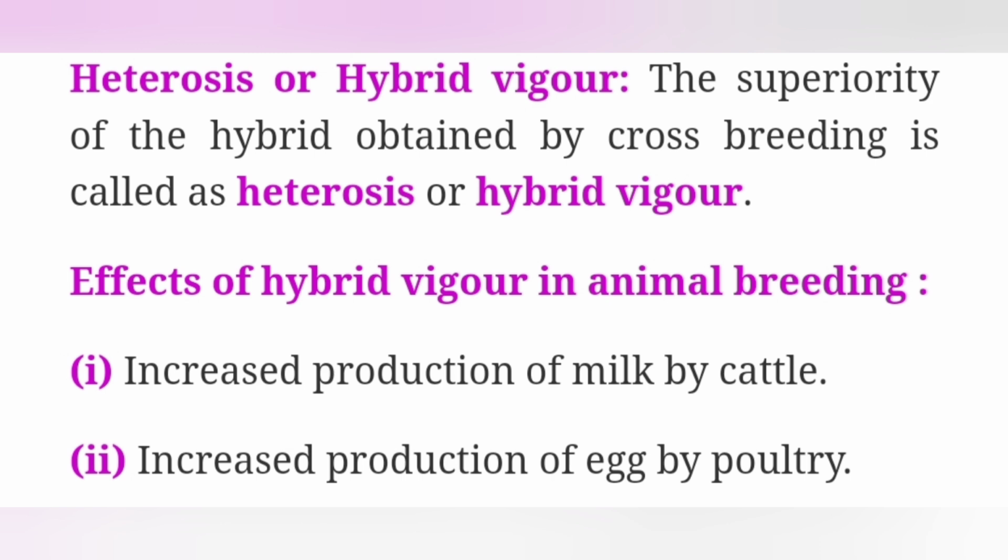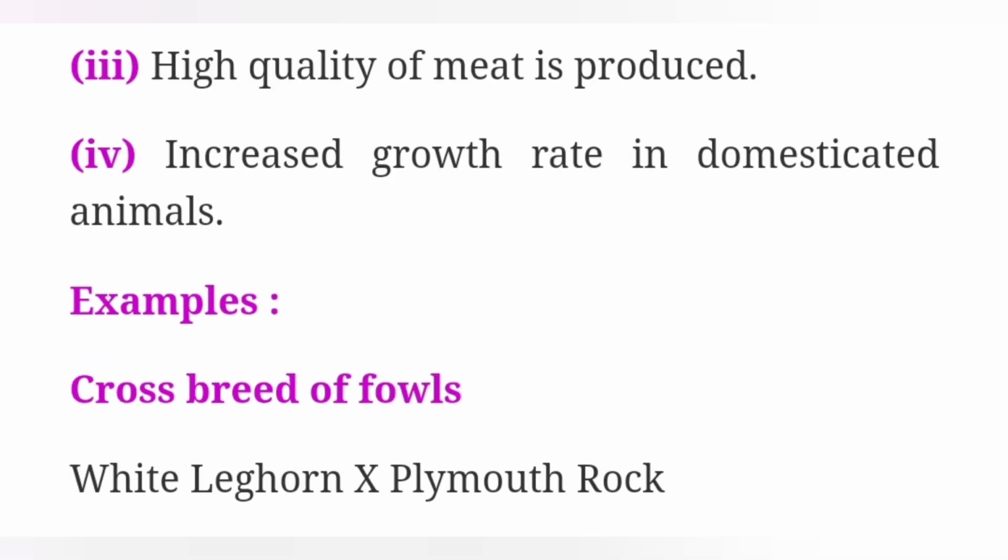First point, increased production of milk by cattle. Second point, increased production of egg by poultry. Third point, high quality of meat is produced. Fourth point, increased growth rate in domesticated animals. Example, cross breed of fowls. White Leghorn x Plymouth Rock.